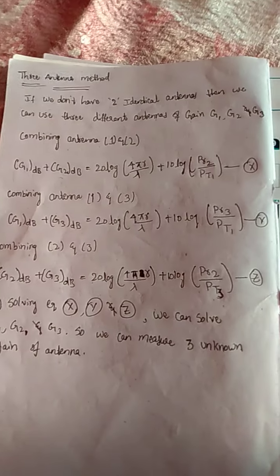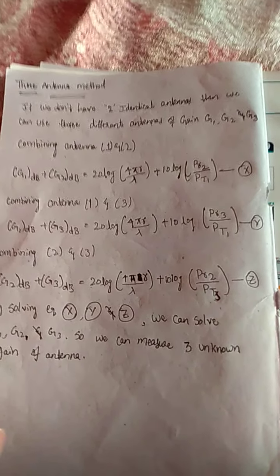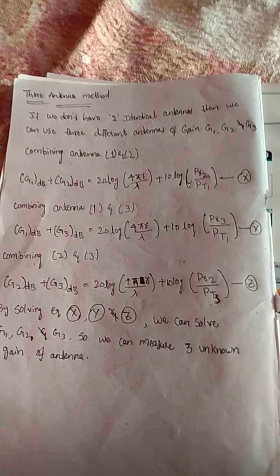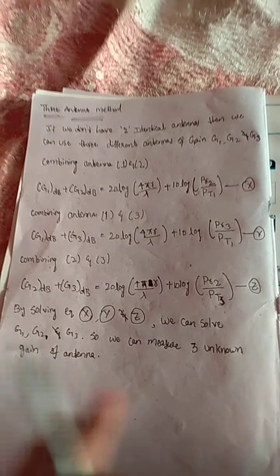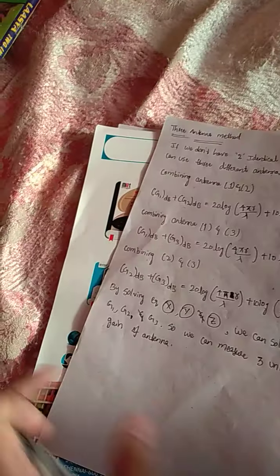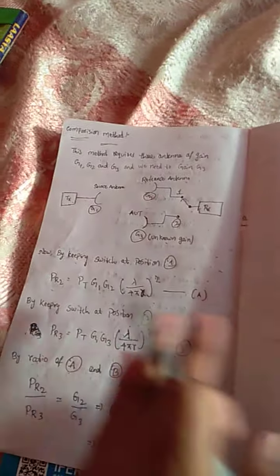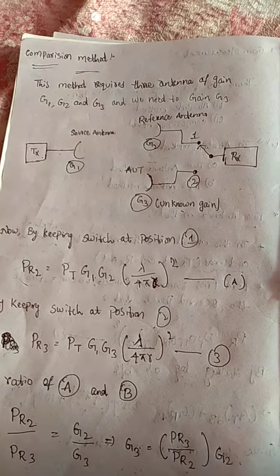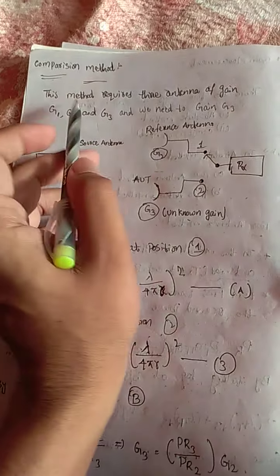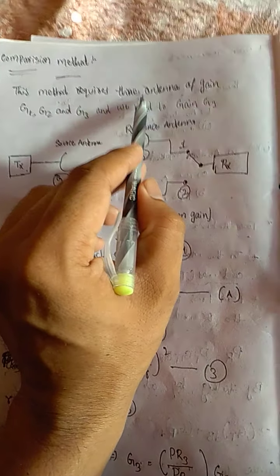Now we have discussed something called the absolute method, I mean measuring the gain using the absolute method. Then we will go for another method called the comparison method. See here, the name itself is indicating that we have to compare those 3 antennas. This method requires 3 antennas again.